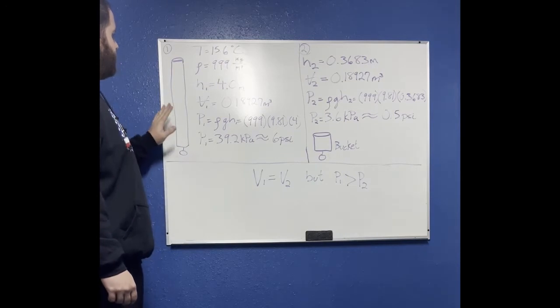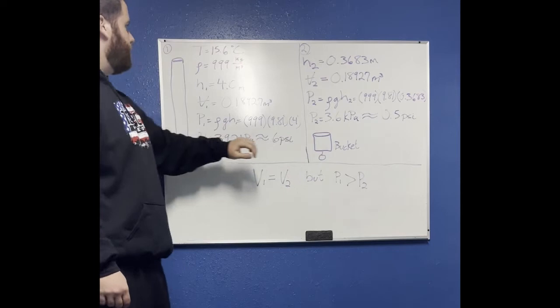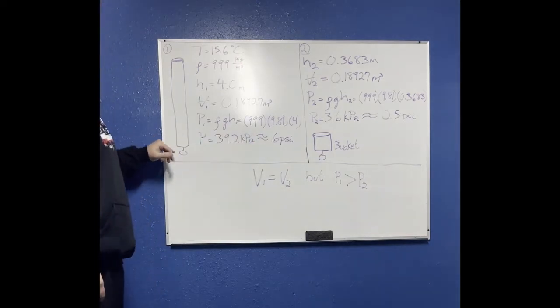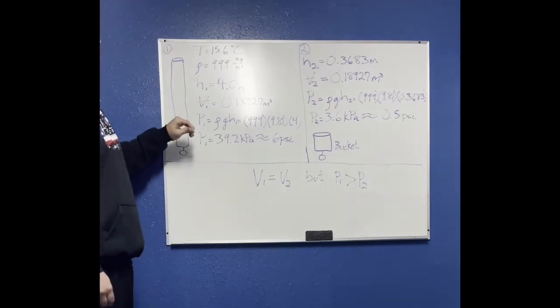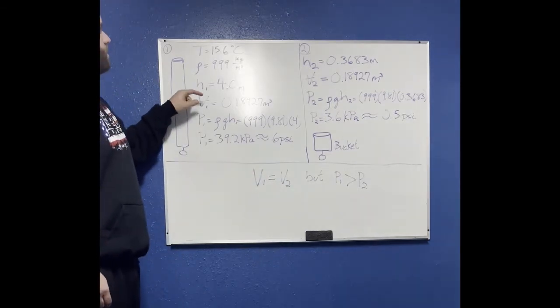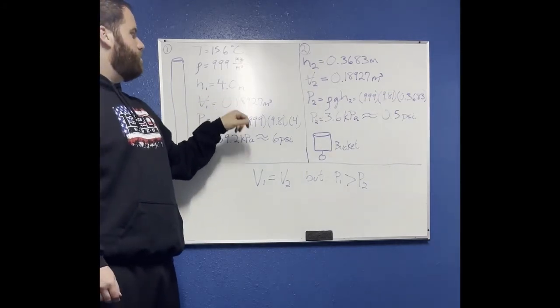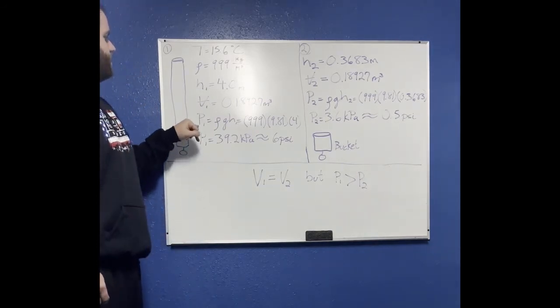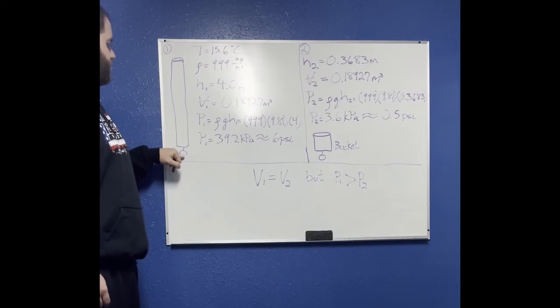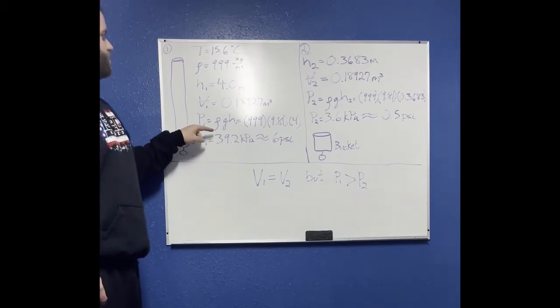For this we had a PVC pipe and a 5-gallon bucket, and we put pressure gauges at the bottom of each device. The height of our PVC pipe was 4 meters, giving us a volume of 0.18927 meters cubed.